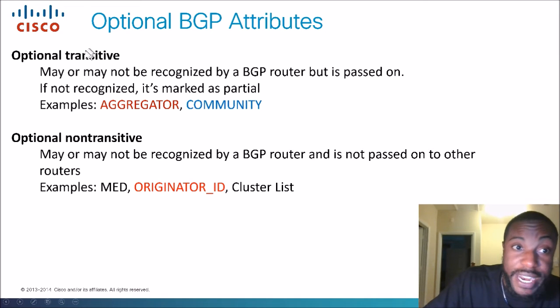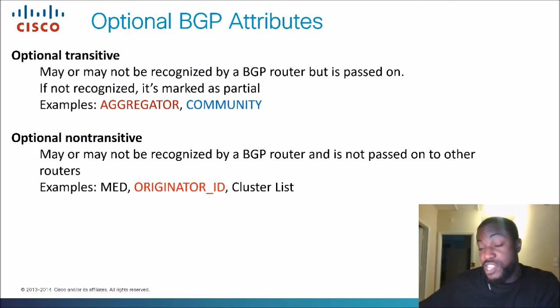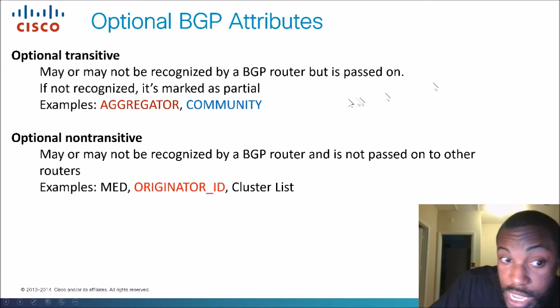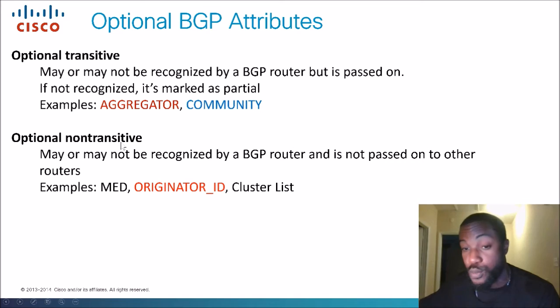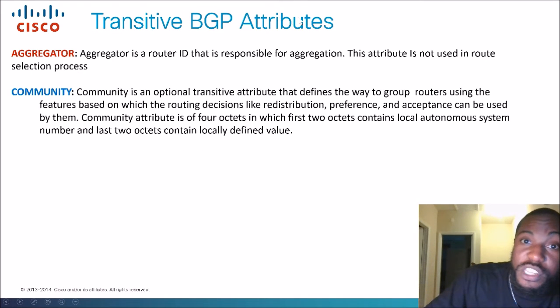And an easy way to remember that is, think of the word trans as short for transfer, right? Transfer, we're transferring information or passing it on. So transitive means we're transferring it. Non-transitive means we're not transferring, we're not passing on the routing update. That's one way to remember it. So when we're talking about the transitive BGP attributes, aggregator is a router ID that is responsible for aggregation, right?